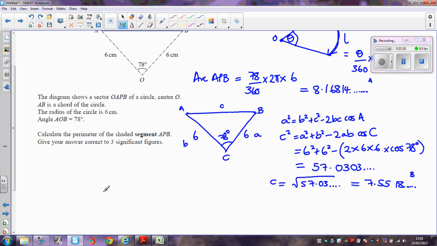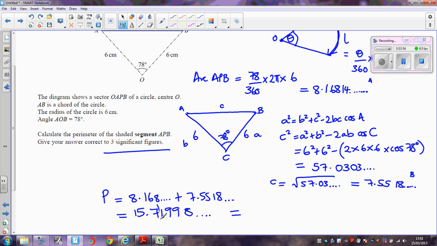All I need to do now then, to find the perimeter, is those two lengths added together. So my 8.168... plus the 7.5518... And if I add those two together very accurately, so using the exact numbers which I've saved in the memory of my calculator, I get 15.719998, etc. Question says though 3 significant figures, so I'm going to chop off after the 7. I don't need to round up because it's only got a 1 after it, so it's going to be 15.7 centimeters.